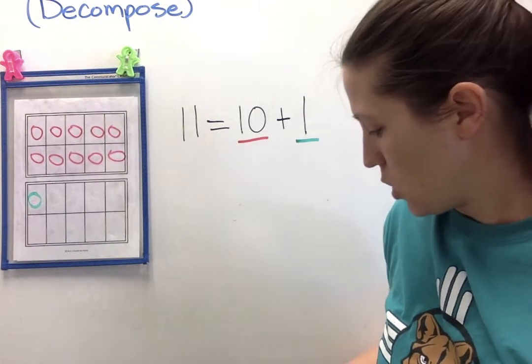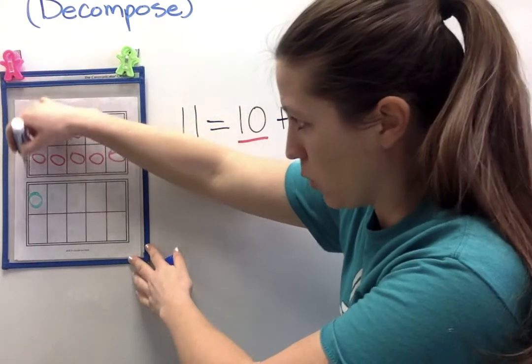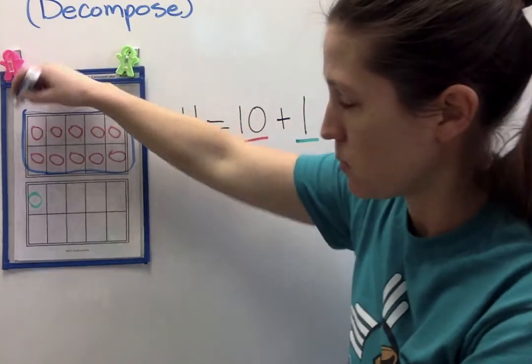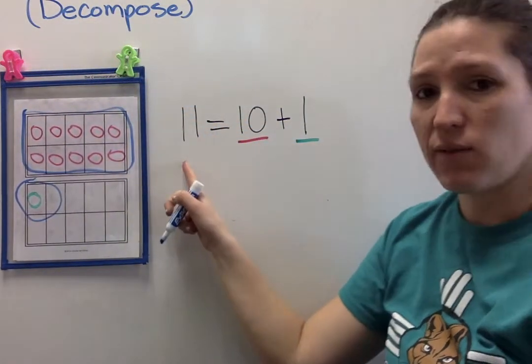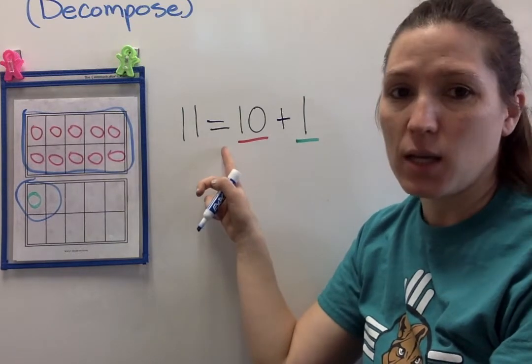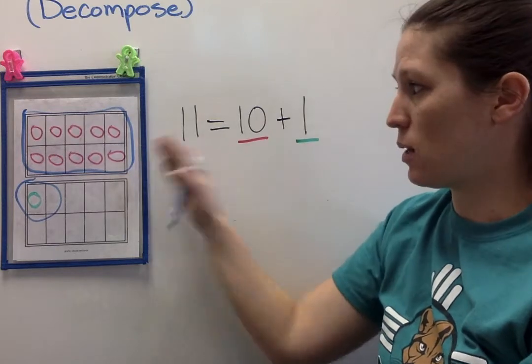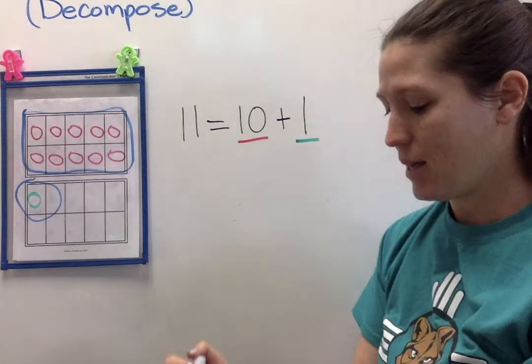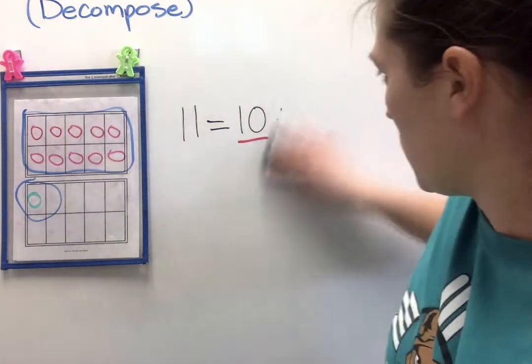My chart over here with my double 10 frame shows a group of 10 plus a group of 1. So 11 can be written 11 equals 10 plus 1. The group of 10 is red up here. The group of 1 is green down here. We're breaking them apart. Let's do another one.